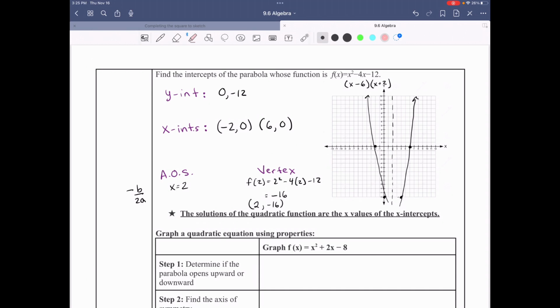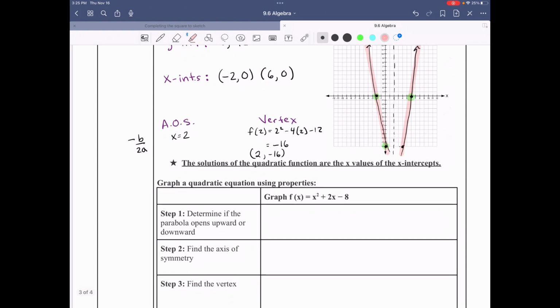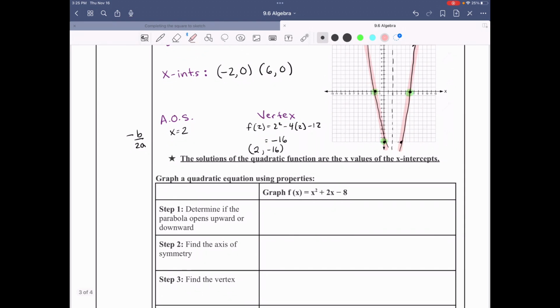You can check your answers, making sure that you for sure got these points on your graph. I couldn't graph the vertex because it was off the graph, so you can see that my parabola is not fully showing here. This is a note that the solutions of the quadratic function are the x values of the x-intercepts. So these are the solutions when you solve a quadratic.